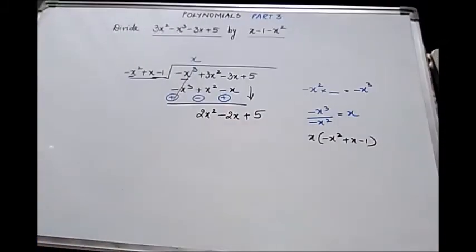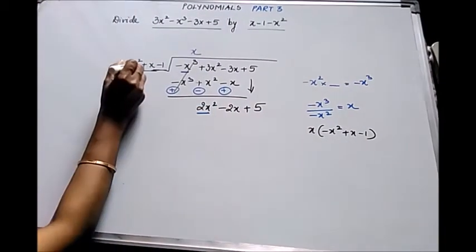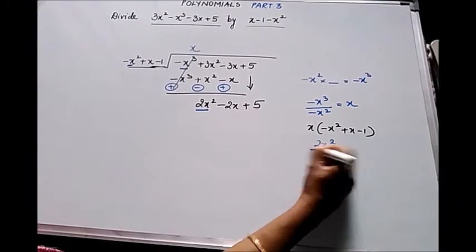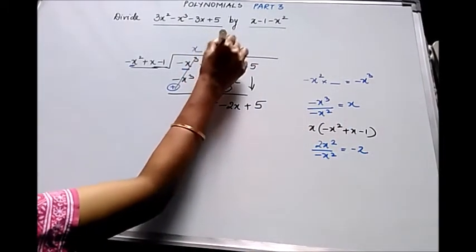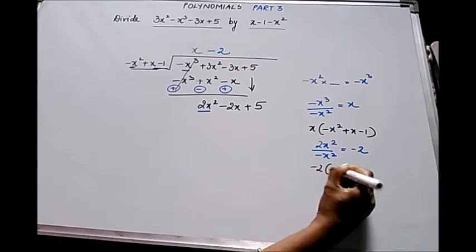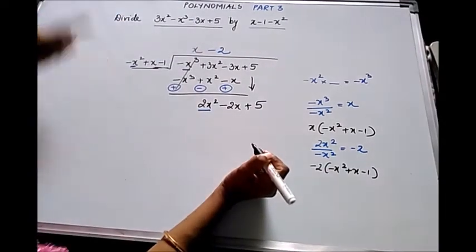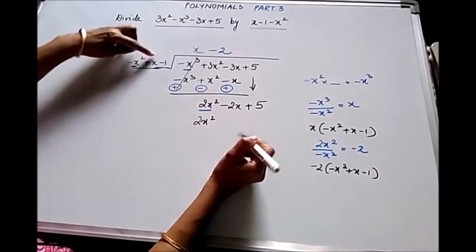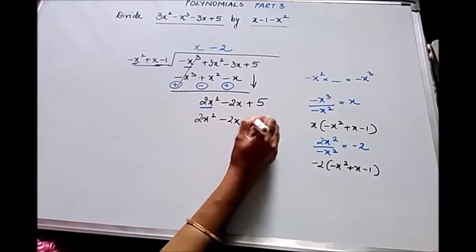Now once again we follow the same procedure. Take the term with the highest degree here and the term with the highest degree here. Divide 2x square by minus x square. We will get minus 2. Write minus 2 here. Next, multiply minus 2 by the divisor. Let us see what we get. Minus 2 into minus x square will give me 2x square. Minus 2 into x will give me minus 2x. Minus 2 into minus 2 will give me plus 2.